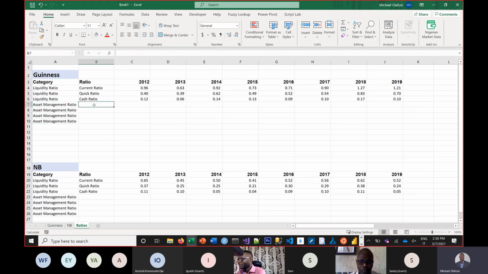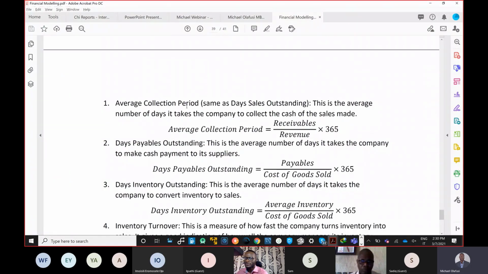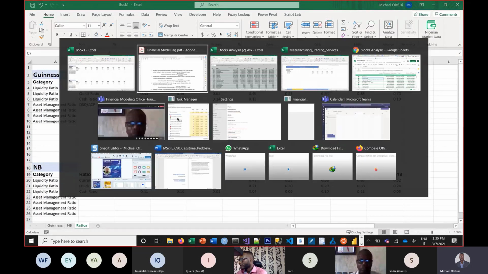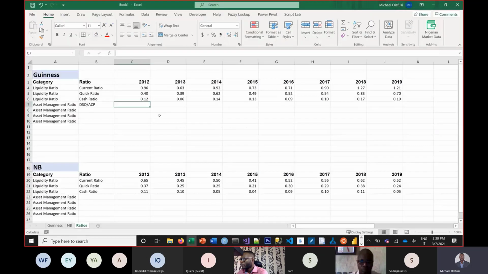So we start with the days sales outstanding, also called average collection period. How long does it take you to get your revenue from your customers? Do they owe you for long? Do they pay you as quickly as possible? If you check out the formula, it's receivable over revenue divided by how many days in a year. So it shows us how many days it takes to collect your revenue. Okay, so let's do that for Nigerian Breweries.